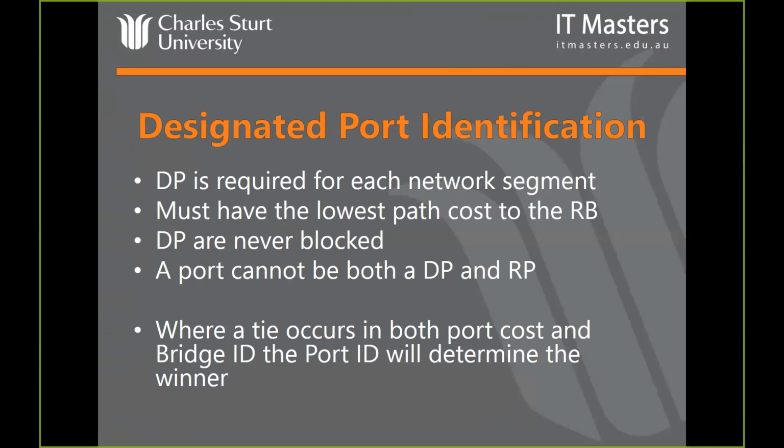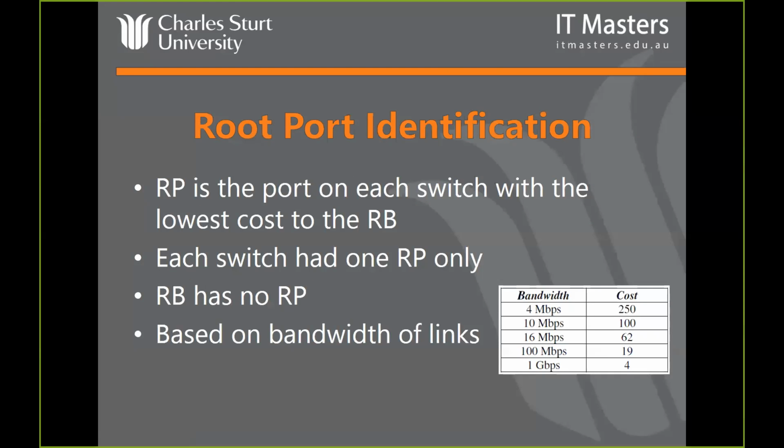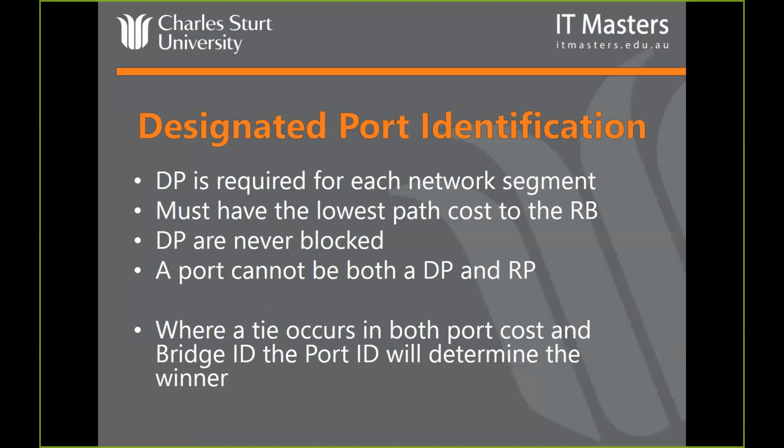Okay, so it's the lowest path cost to the root bridge, not the lowest cost. So with the root ports, we're based on bandwidth. Okay, so it's the bandwidth of the links. With a designated port, it's related to the path cost. So that's an accumulation of all the bandwidth costs between it and the root bridge.